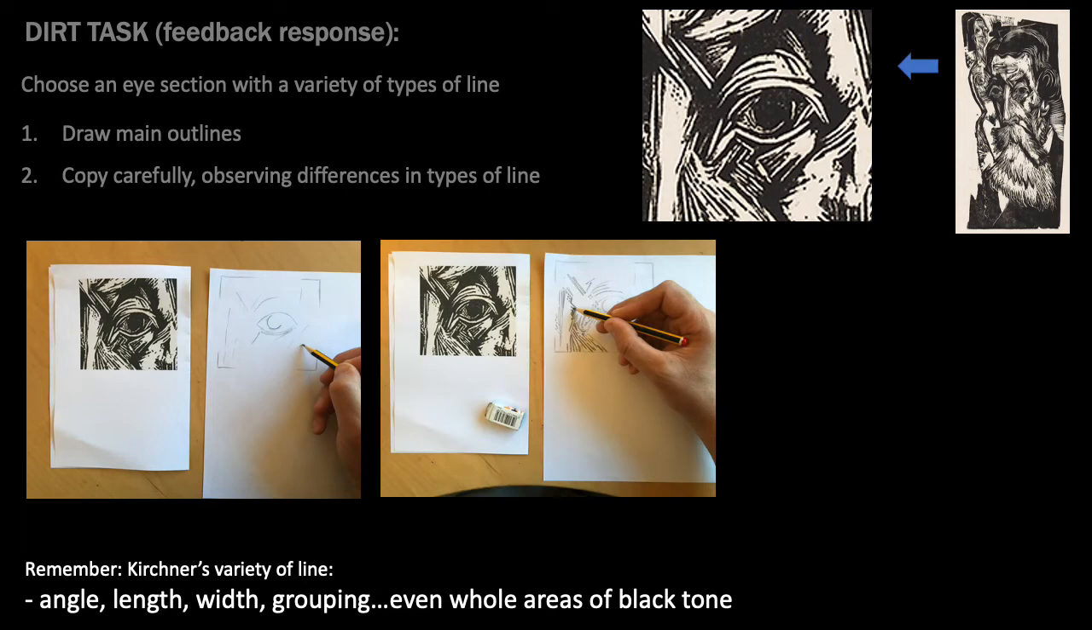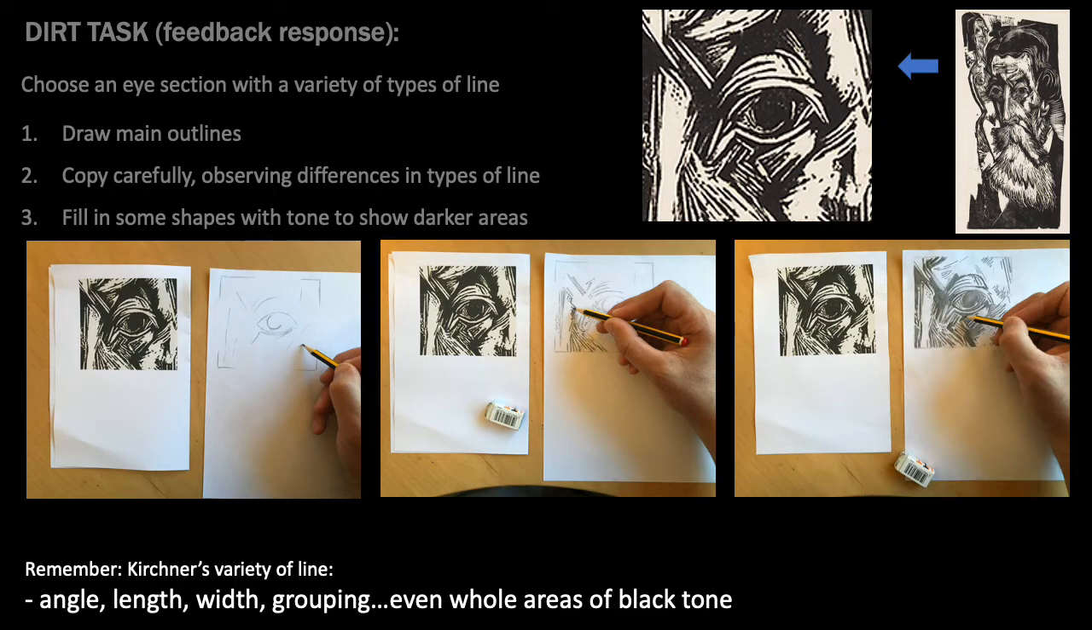This is stage 2. And you can look in that picture now, you can see I've been properly copying in different types of line, from the short ones, the long ones, the dotted ones, the fat ones, and so on. Fill in some of the shapes with tone to show the darker areas. Like I said, the darkness of the eye, the darkness in the eye socket, under the eye, stuff like that. Okay. So first 3 steps: draw main outlines, copy carefully, observing differences in types of line, and then fill in some shapes with tone to show the darker areas.